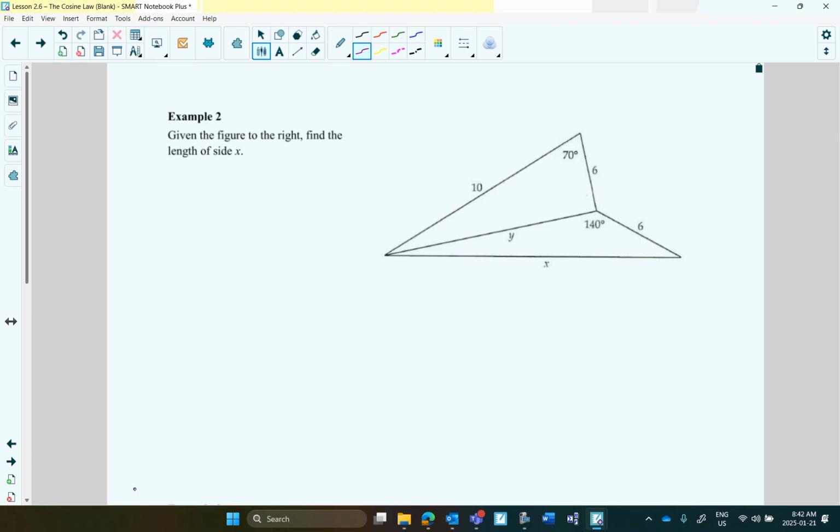So let's find y squared. That's going to equal the other 2 sides in that triangle squared and added together. So 10 squared and 6 squared, minus 2 times 10 times 6, times the cos of the angle that's opposite y, which is 70 degrees.